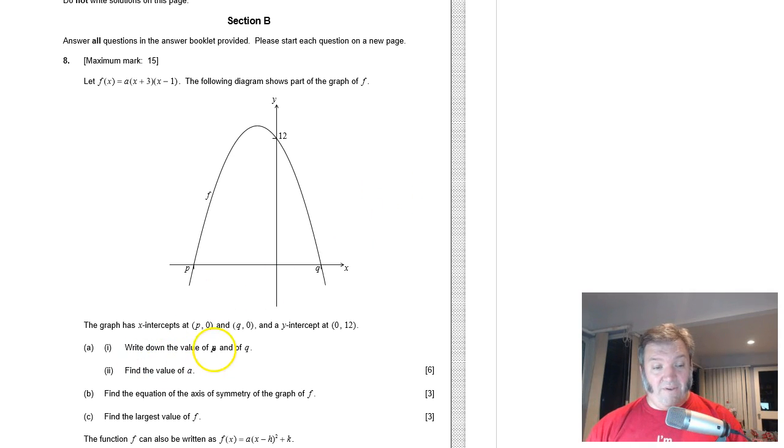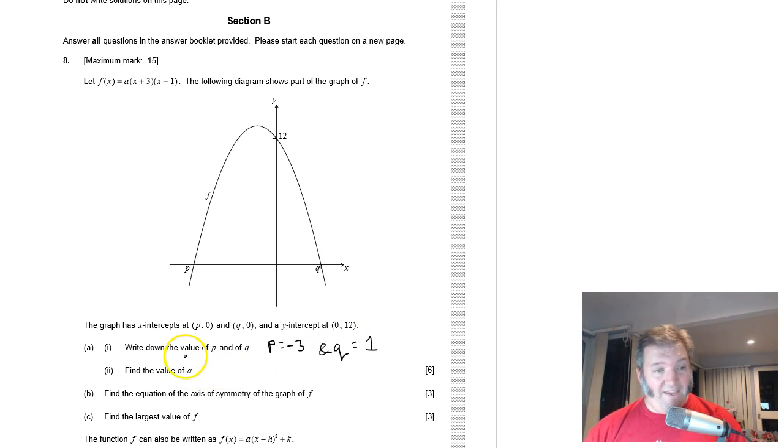Write down, so again, it's just an instruction to write it down, the value of P and of Q. P is the first point over here. What's that intercept? Well, we know that x minus the intercept is a factor, so this is x minus -3, so P would have to equal -3. And Q, well, we've already got x minus 1 there, so 1 must be the intercept there. P equals -3, Q equals 1.